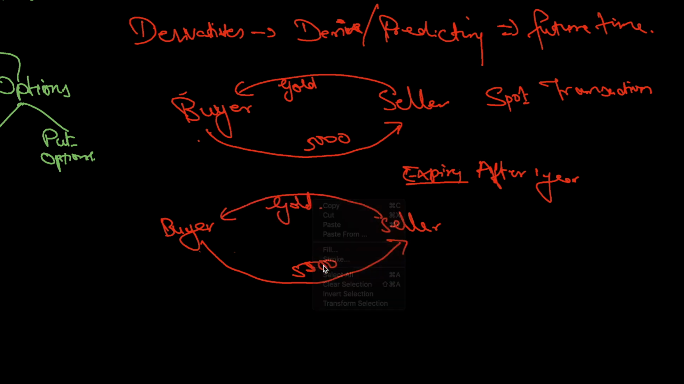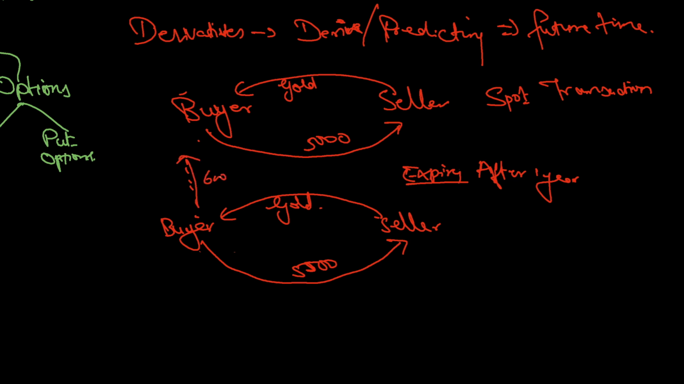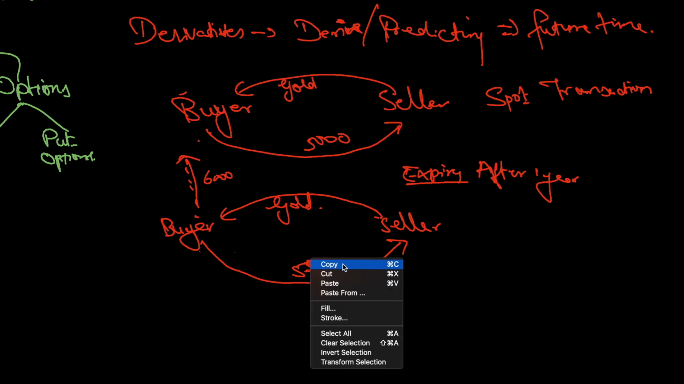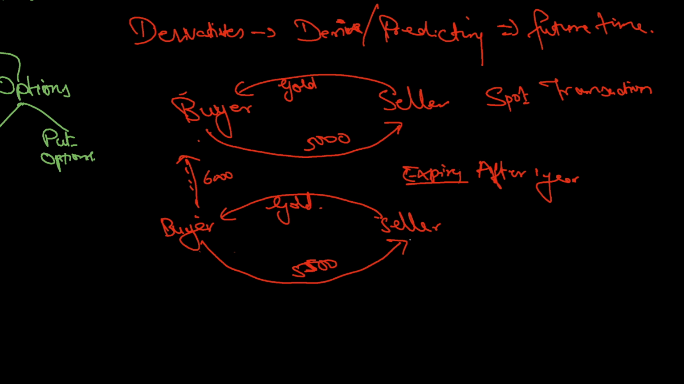Now why does the buyer enter into a contract like this? Because he wants to lock the price, because he believes that maybe after 1 year the price might shoot up to 6,000. So he wants to buy gold at the agreed price of 5,500. And the seller will have the contrary view. He might be under the impression that the price of gold might come down to 5,000 or 4,500. So he is also happy to lock the price at 5,500.